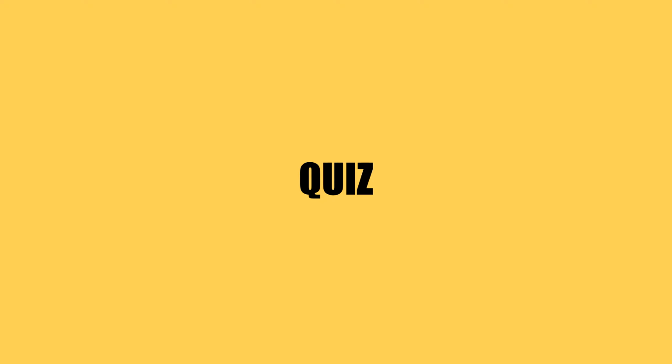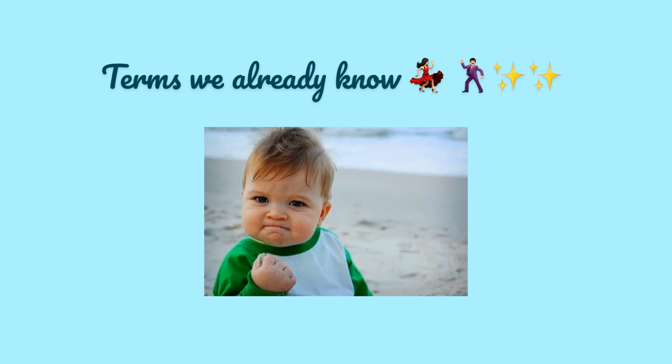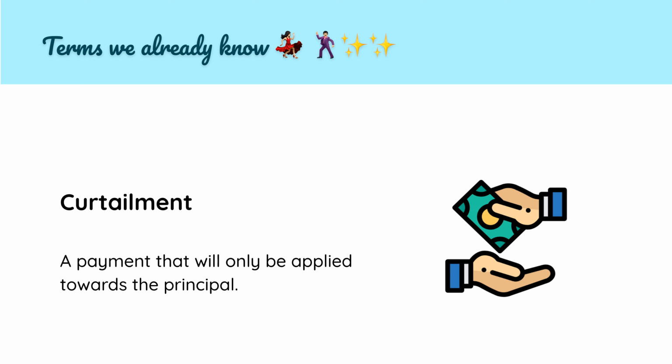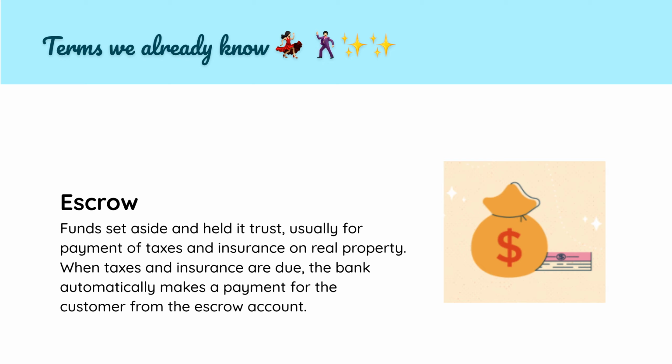Now let's continue with some loan terms that we already know, like collateral, which, I think we already know what it is. Curtailment, which is a payment that will only be applied towards the principal. Escrow, funds set aside and held in trust, usually for payment of taxes and insurance on real property. When taxes and insurance are due, the bank automatically makes a payment for the customer from the escrow account.